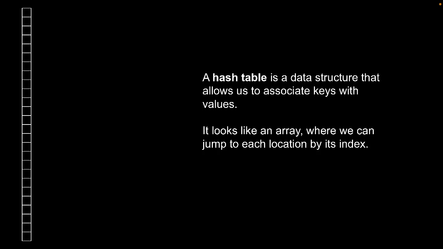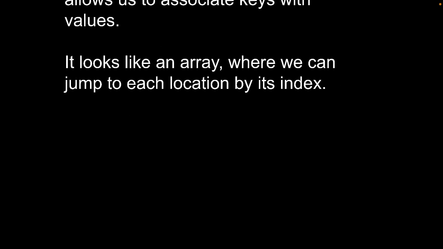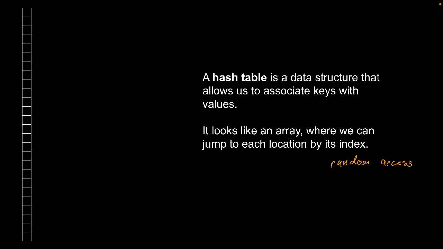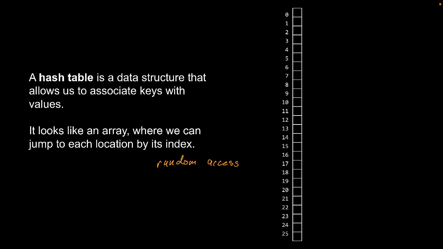It looks like an array where we can jump to each location by its index. If we could jump to each location by its index, does anyone remember what we called this? This was called blank access. We have random access. So we are able to go in anywhere just using its index. You can see right here, I labeled this on the next slide, how many boxes there are. There are going to be 25 boxes plus the 0, so 26 boxes.